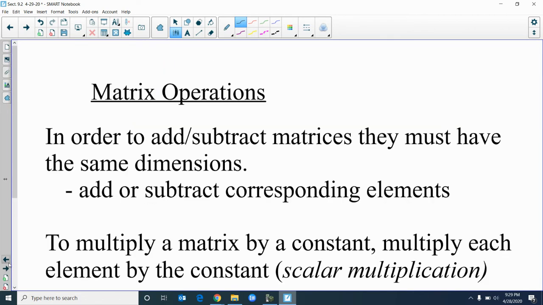All right, some operations here with matrices. In order to add or subtract matrices, they must have the same dimensions. So a lot of times you'll see A is a 2x3. If you're going to add it to B, B has to be a 2x3. In order to subtract those two matrices, they both have to have the same dimensions. Remember, dimensions are row by column.